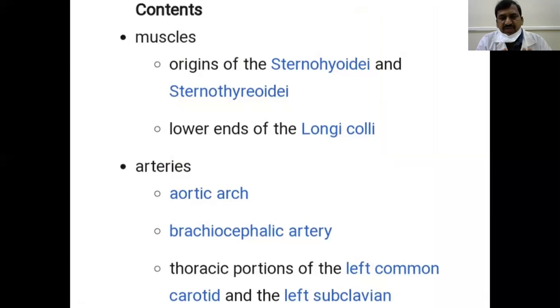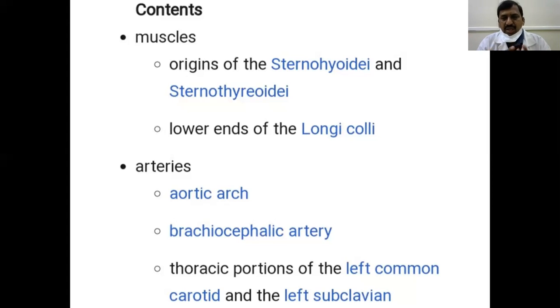Next, what are the contents of the middle mediastinum? This is very, very important. You remember like this, it is very easy to remember. Otherwise, you may confuse. That is why, for any region, you remember the structures present in that region in order. It is very difficult, because you know anatomy itself is a dry subject, and remembering all things is difficult for us. Because of this reason, you must remember in order.